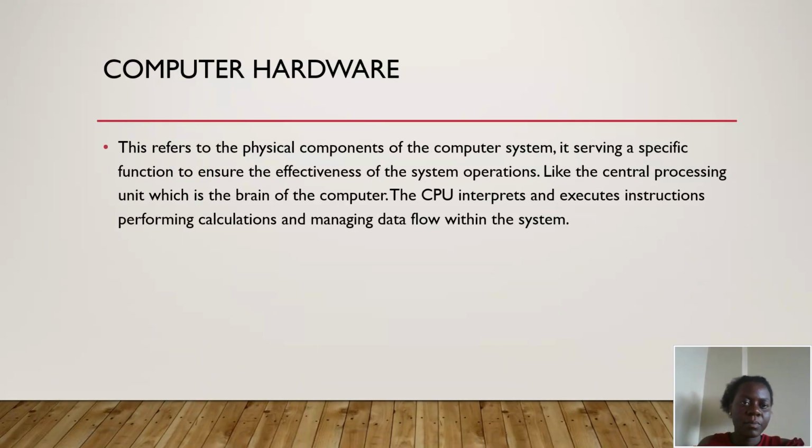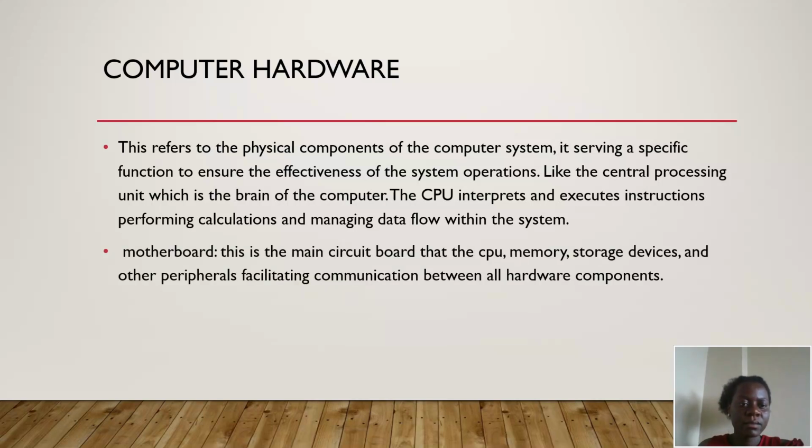Let's go straight away to the topic of discussion, that is computer hardware, and this refers to the physical components of the computer system, each serving a specific function to ensure the effectiveness of the system operations. For example, we have the central processing unit, which is the brain of the computer. The CPU interacts and executes instructions, performing calculations and managing data flow within the system.